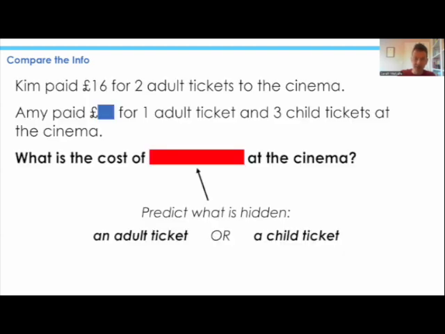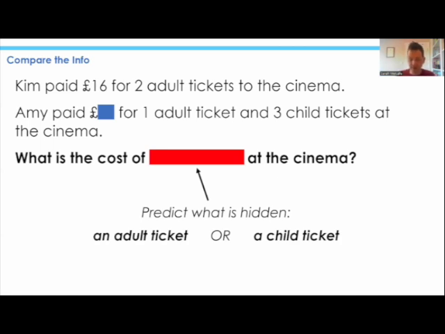Now, one of the follow-up examples is this one. Just have a moment to read the question here. And the discussion we have is predict what's hidden. Do you think it will be an adult ticket or a child ticket? And the children say, it could be an adult ticket. What's the cost of an adult ticket at the cinema? But then we would only need the first piece of information, the first line. That's very straightforward to calculate.